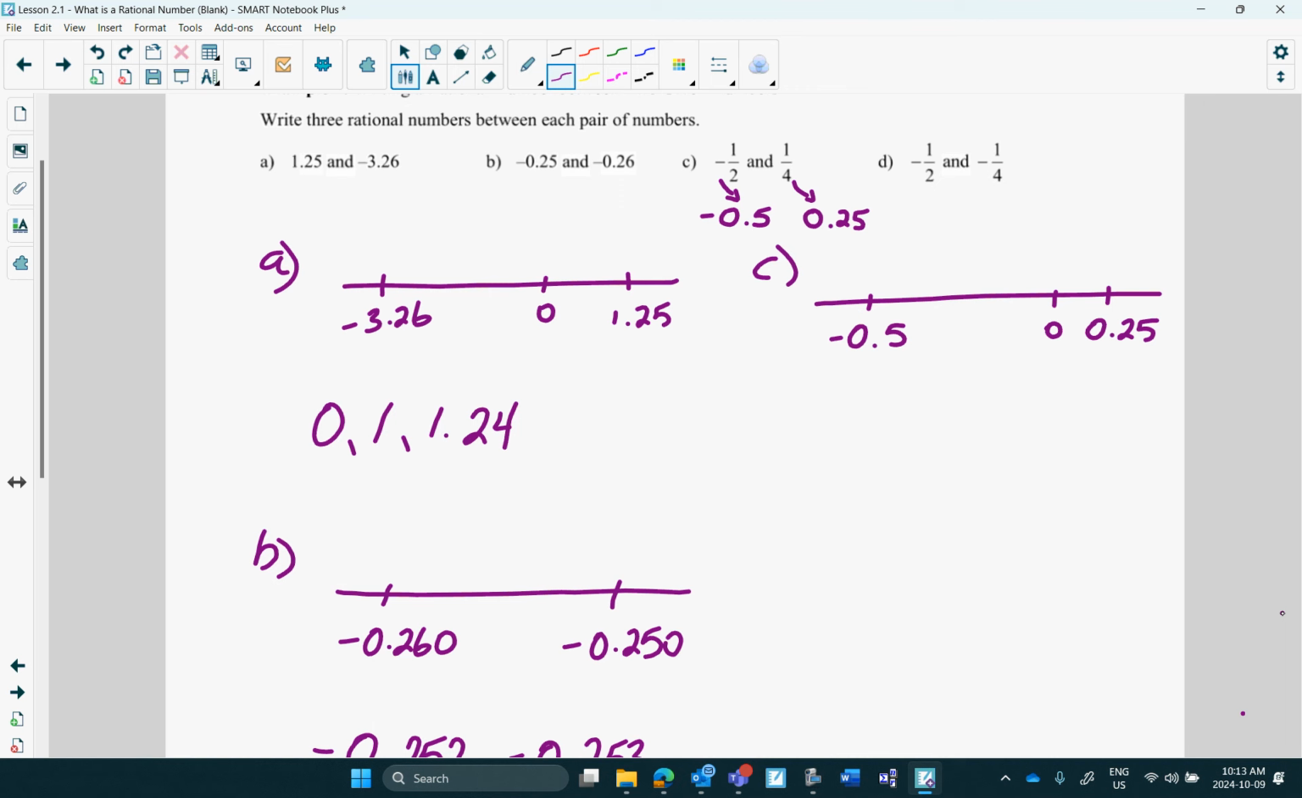Yep. -0.4, because that's less. You want to finish it off, then? 0.1, because it's less than this. One more. 0.20 or 0.2. We could have just done 0. We could have done -0.1. We got quite a few to choose from. It's good.